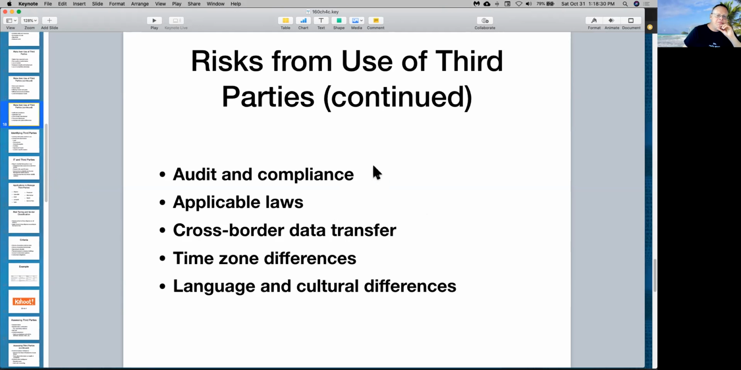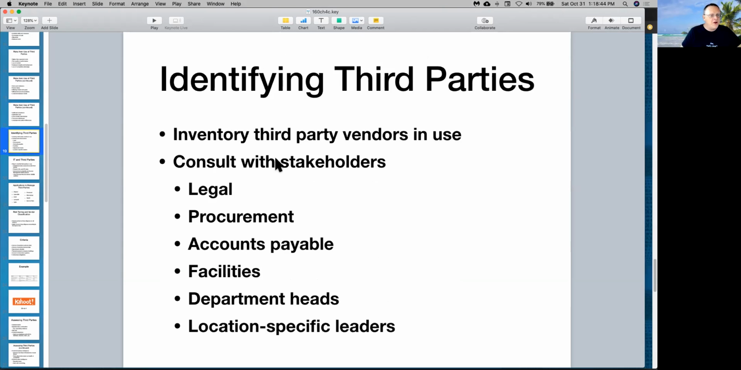So you have to audit them, and you may have trouble proving that they meet your compliance standards. There may be laws restricting what you do, especially if you move across borders, and you might have language and time zone problems communicating with the people you outsource to.